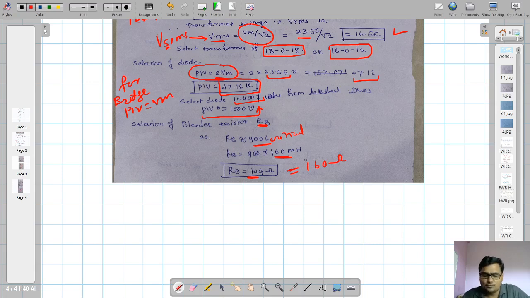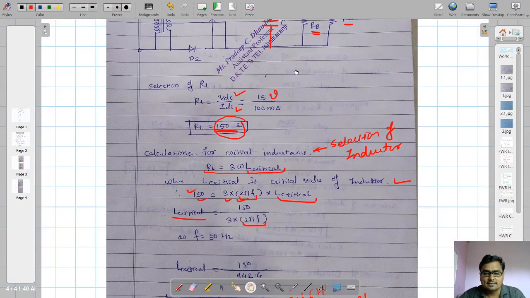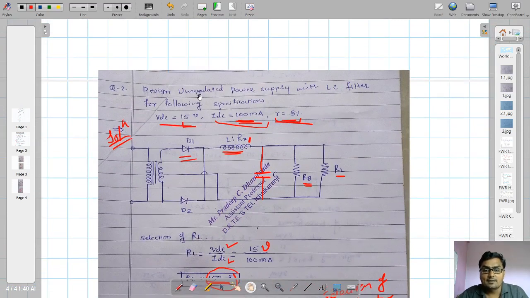150 is also available. Whatever value of resistor is available, approximately 144, we have to consider it. So this is the design of an unregulated power supply with LC filter, or simply a full wave center tap rectifier with LC filter.